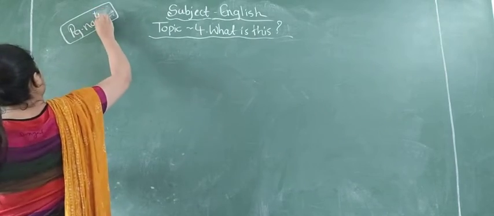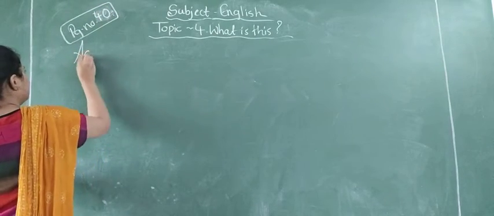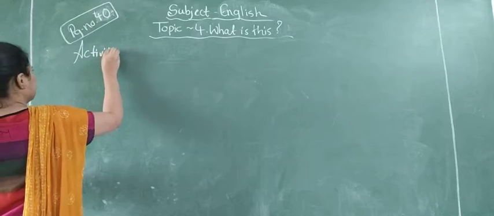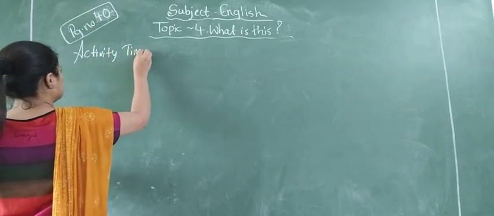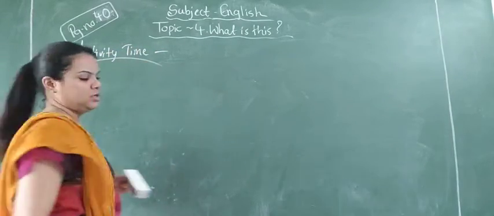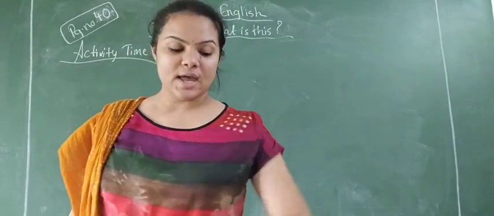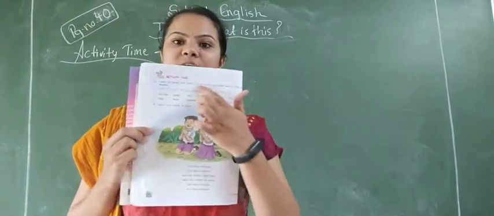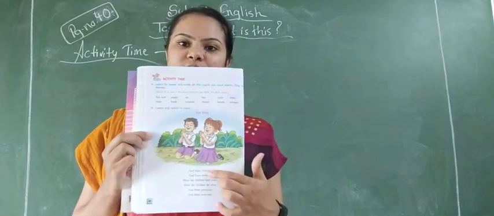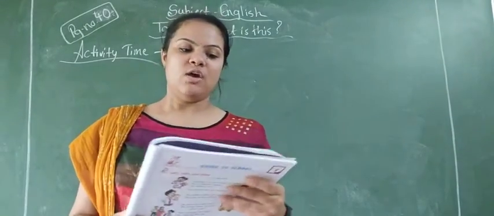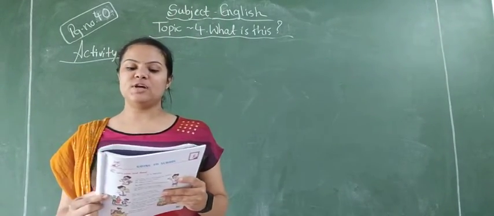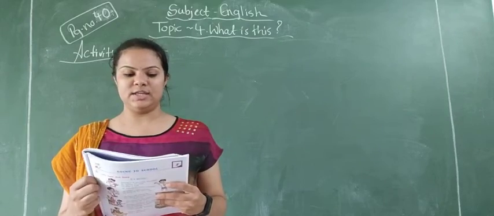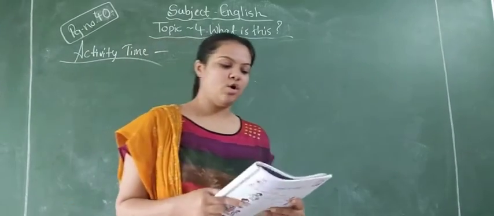Page 40, activity time. So in the A box, you can see A and B. In B there is a poem, and in A we have learned to speak and write. All the words you have learned, they are names, and they are all names.